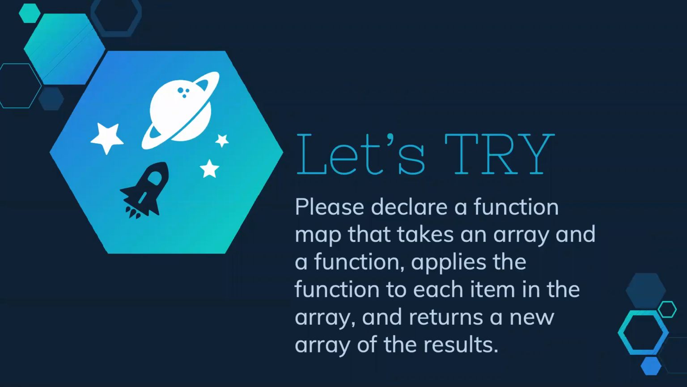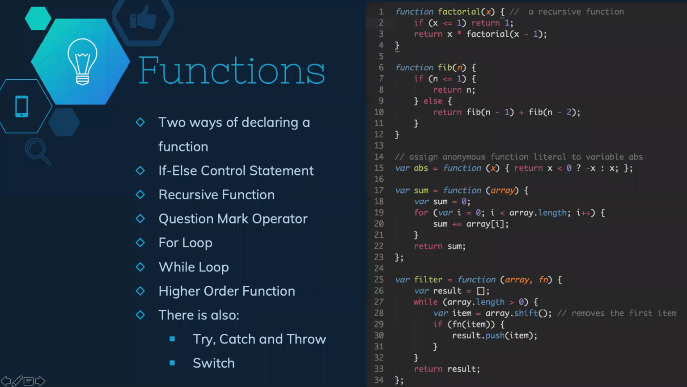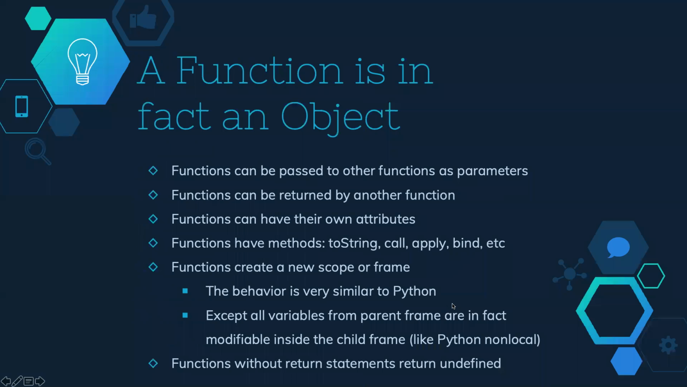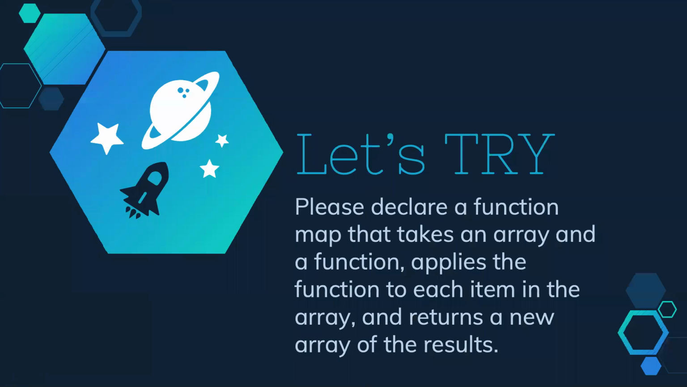So right now, on your pieces of paper, let's try to declare a function map. We saw that we had this function called filter. Let's see if we can have a function called map that takes an array and the function, then it applies the function to each item in the array and returns a new result. So this is very easy. I'll give you 30 seconds, on a piece of paper. I'm not kidding, it's not easy, but yeah.